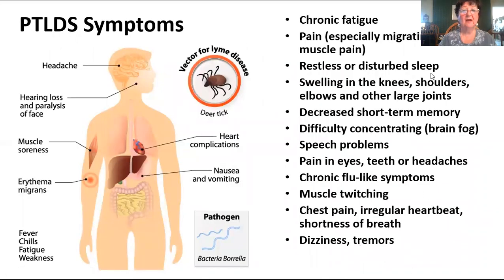So some of the symptoms are chronic fatigue, pain, especially migrating joint and muscle pain, restless or disturbed sleep, swelling in the knees, shoulders, elbows, and other large joints, decreased short-term memory, difficulty concentrating. So you have this brain fog thing, speech problems, pain in eyes, teeth, or headaches, chronic flu-like symptoms, muscle twitching, chest pain, irregular heartbeat, shortness of breath, dizziness, and tremors.